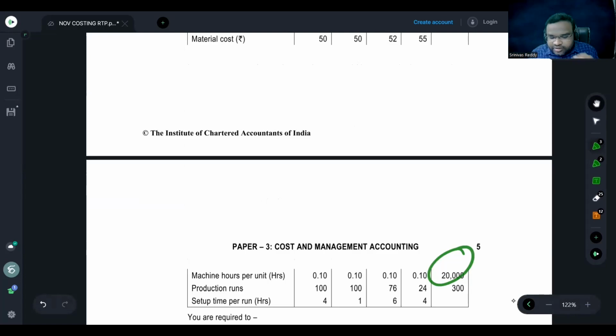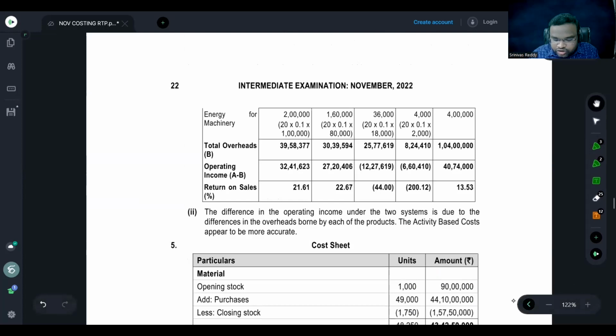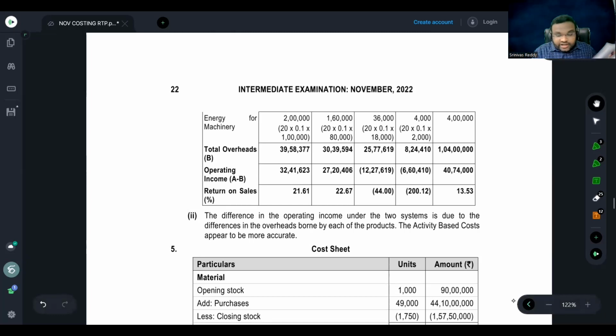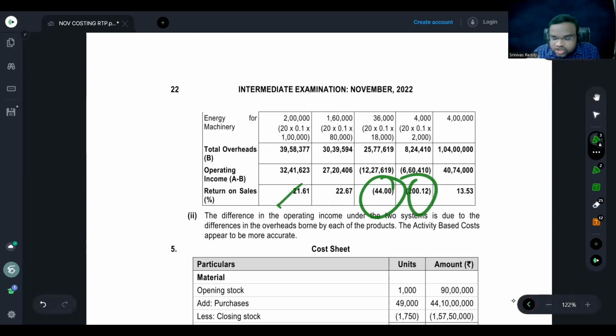So you're getting operating income as a percentage of sales. So you're 21.61, 22.61, 44, and 200. Generally, what is your understanding is that you are assuming more margin for yellow and green because it is not based on individual product-wise; we are going on a predetermined rate. But when you work out individually based on resource consumption, see here, these two products are in terms of losses, and these two are the real products. The profit of these two products is being taken away by these two products.